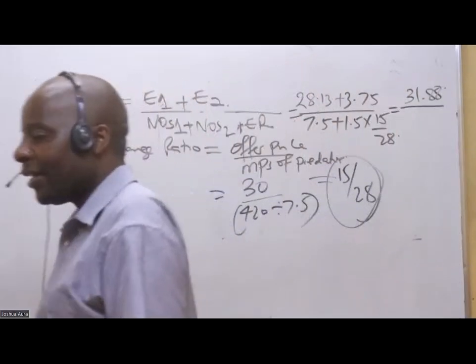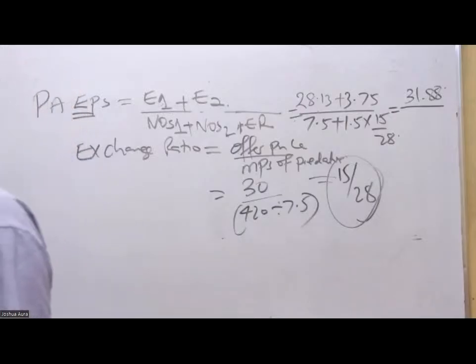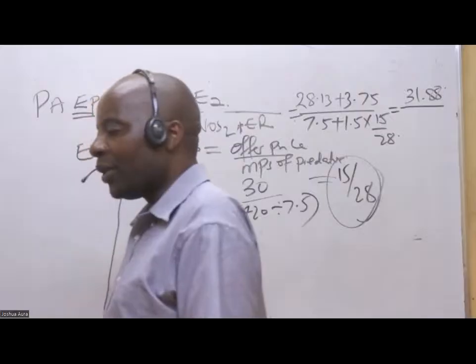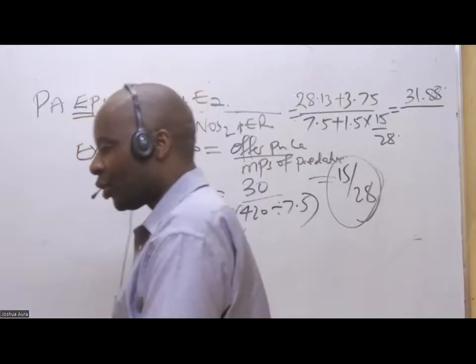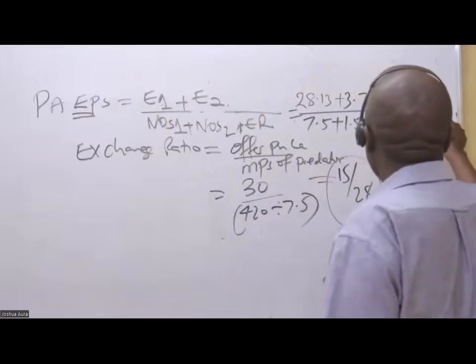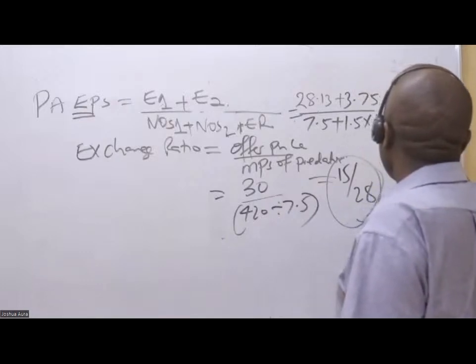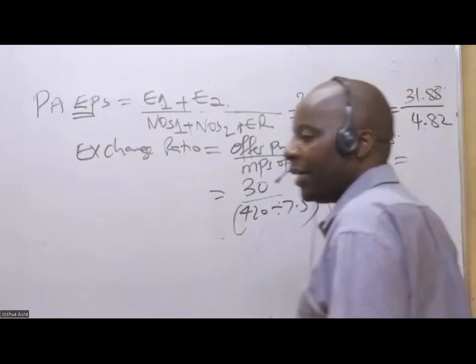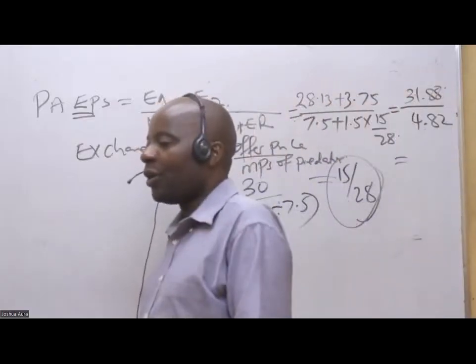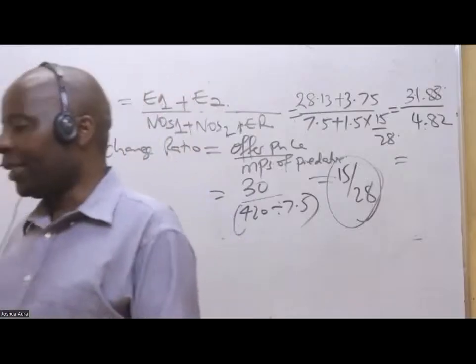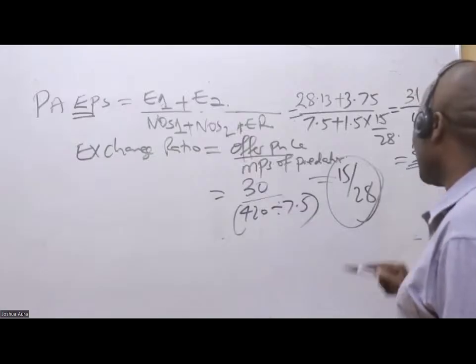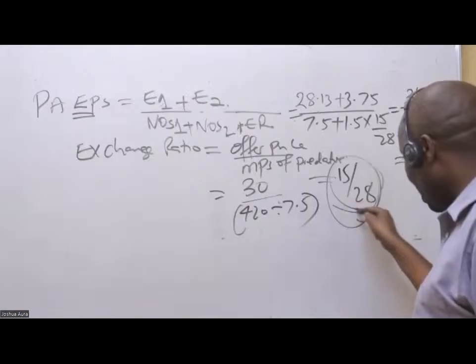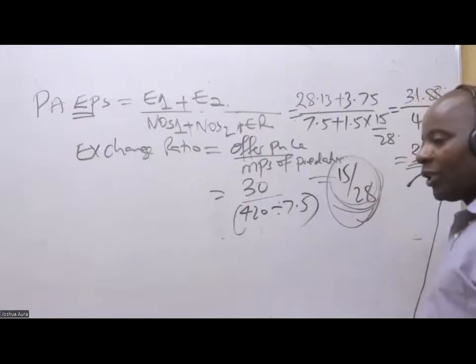What are we getting here? 4.82. Thank you so much. So then could you divide this and this? Divide the two. What are we getting here? 3.84. Although inside my heart, I'm so sure that there is somebody who has not gotten this figure.